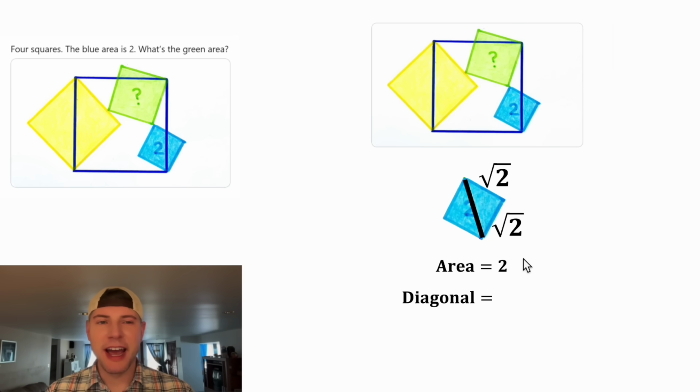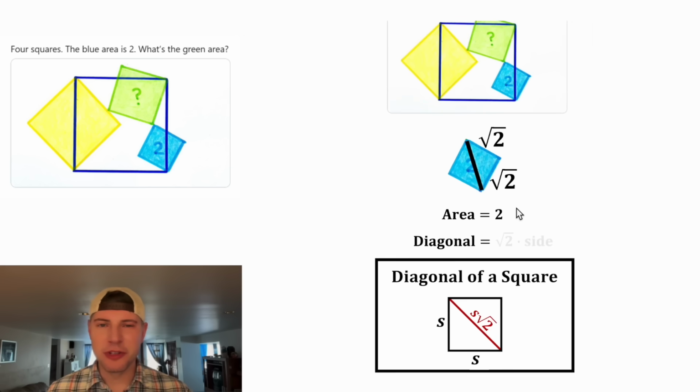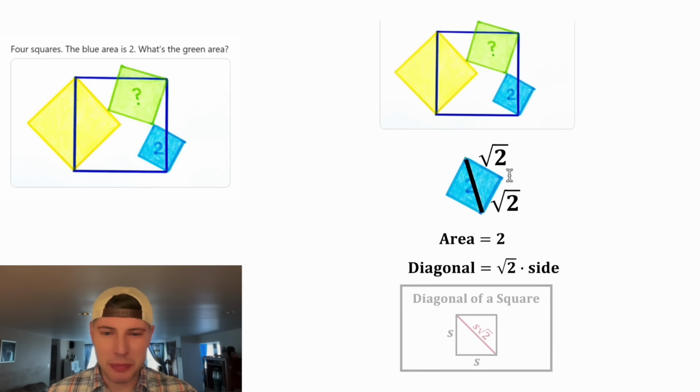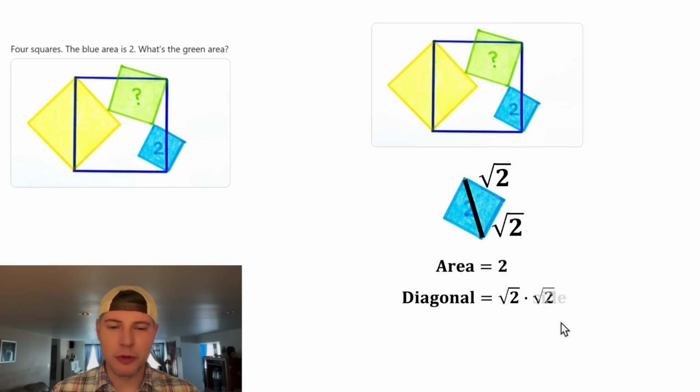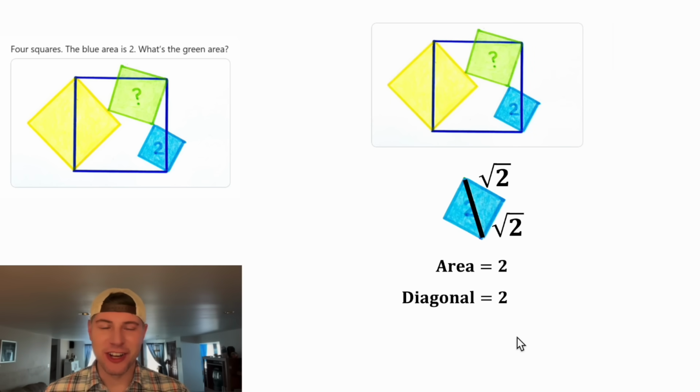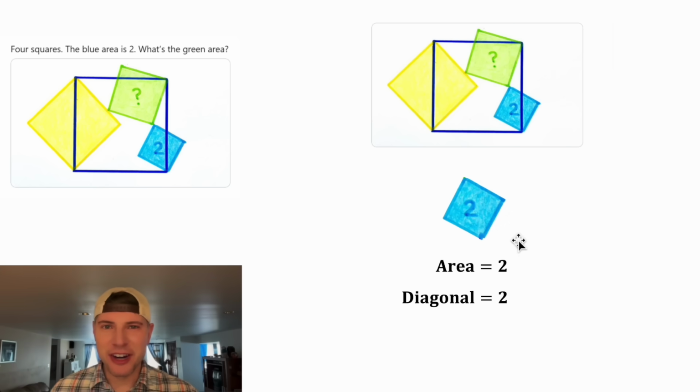And then to find the diagonal of a square, you always do the square root of 2 times the side length. Here are the notes for that right here. So now in the place of the side, we can plug in square root of 2. Square root of 2 times square root of 2 is equal to square root of 4, and that's equal to 2. So the diagonal is also equal to 2. For this square, the area and the diagonal are numerically the same. Technically, the diagonal would just be in units, but I still think it's kind of a cool property.